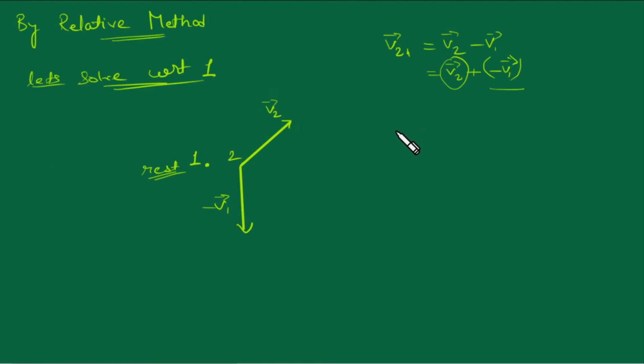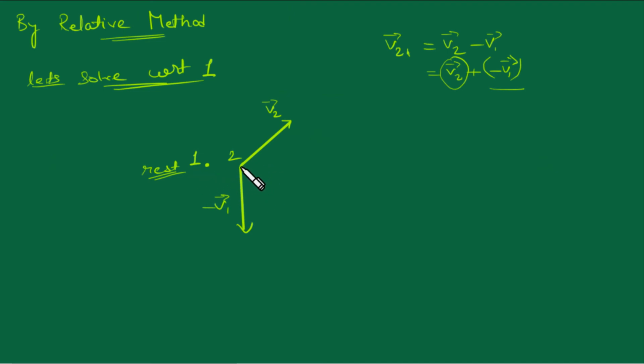So what are we actually doing? We are adding the opposite of v1 vector to v2 in order to observe the velocity of 2 with respect to 1. So you must remember one thing. If you want to observe any object, then what you must do? You must reverse your velocity and add it to the velocity of the object and take the resultant. So here the observer is 1. So what did the observer do? He reversed his velocity and added it to the object's velocity, and now he will take the resultant.